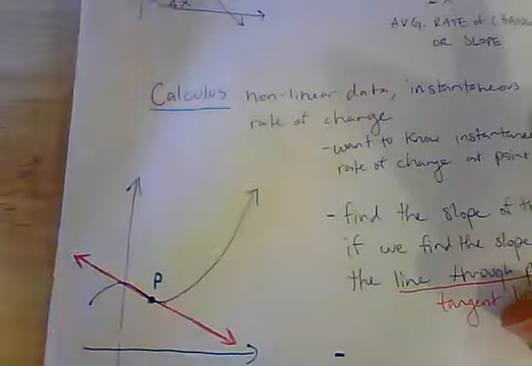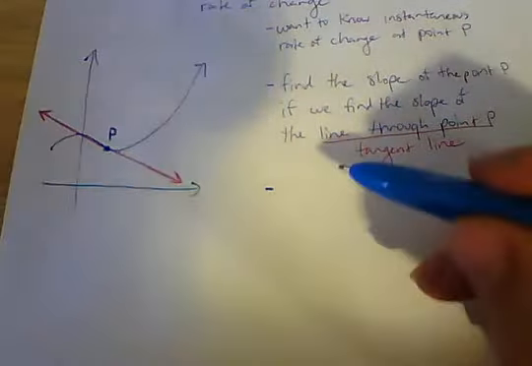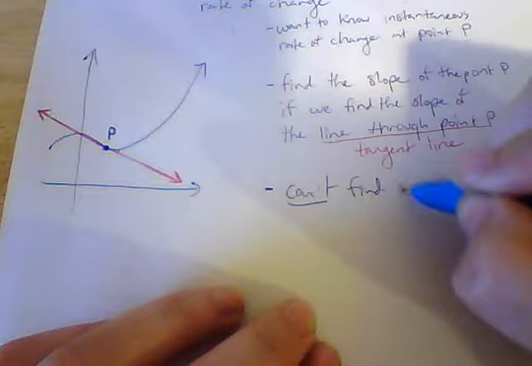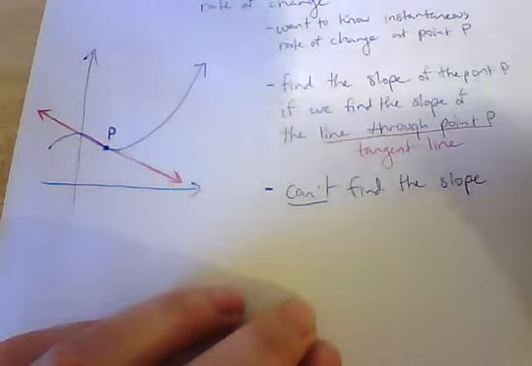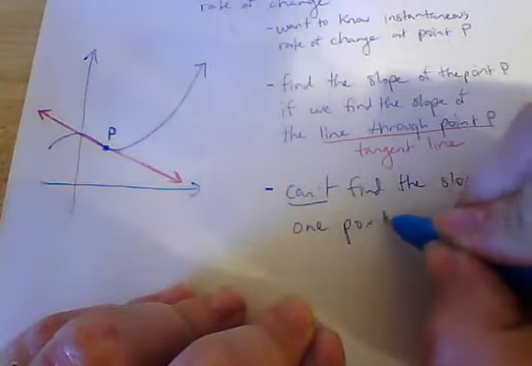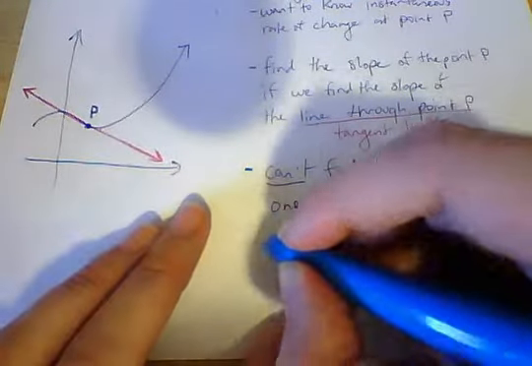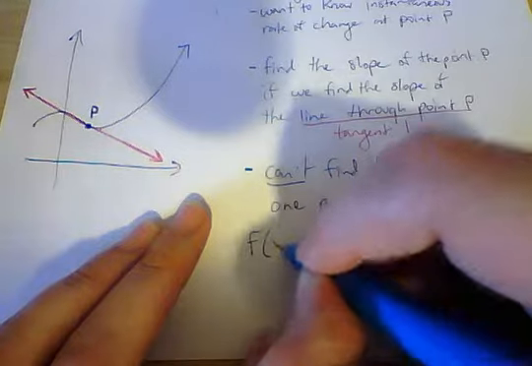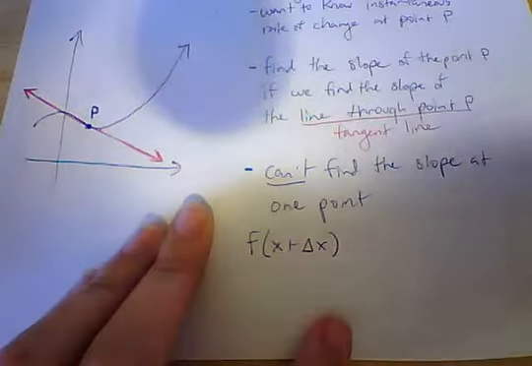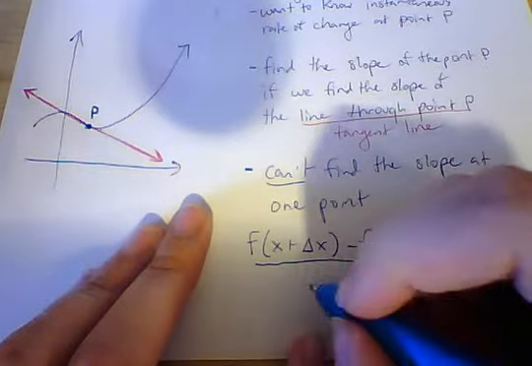However, it's important to realize something. It's important to realize that we can't, I'm going to underline that, find the slope at only one point. And here's why. Let's illustrate why. Let's take that original rate of change function, our slope function, f of x plus the change in x, minus f of x, all over the change in x.